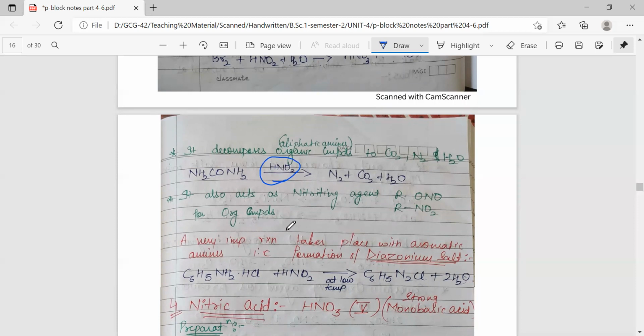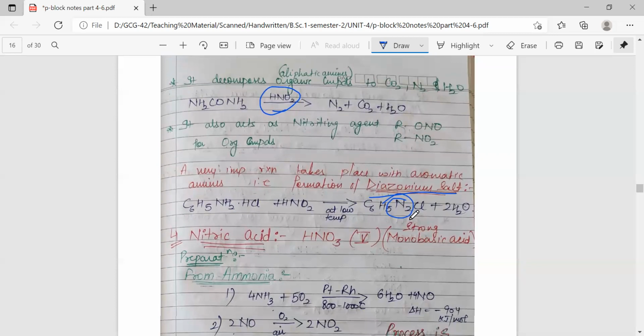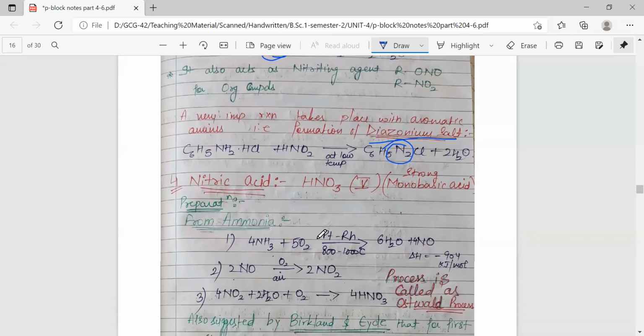It is introduced in some organic compounds. A very important reaction takes place with aromatic amines when we use this nitrous acid. We treat these aromatic amines with nitrous acid in the presence of HCl, in acidic medium, and we get the formation of diazonium salt. Diazonium is the group N2, which, when present in organic compounds, is called a diazonium salt, N2Cl.